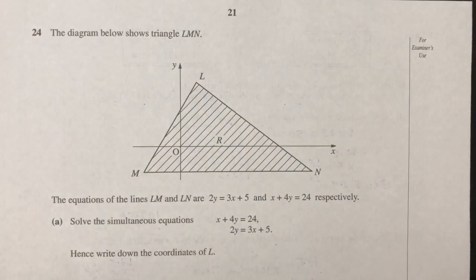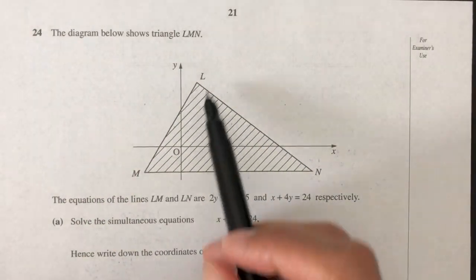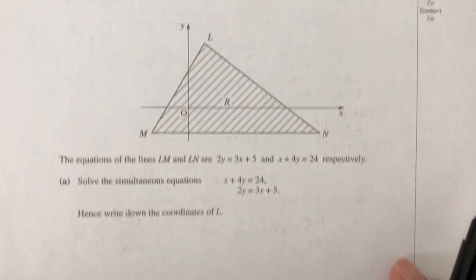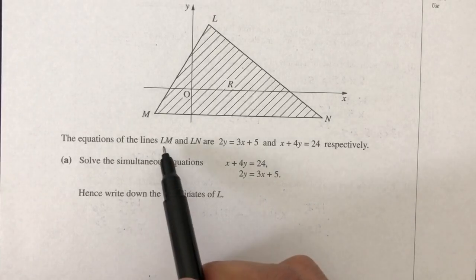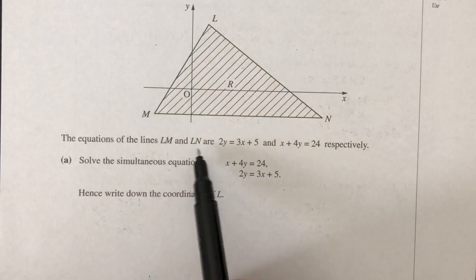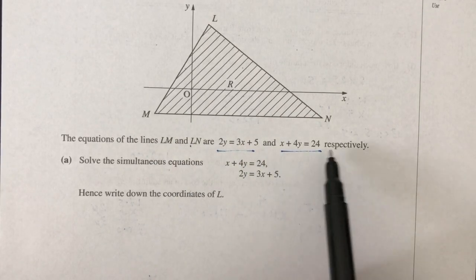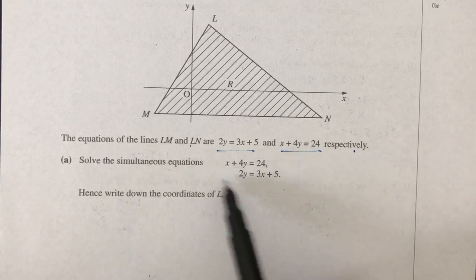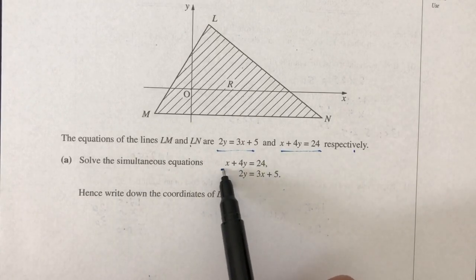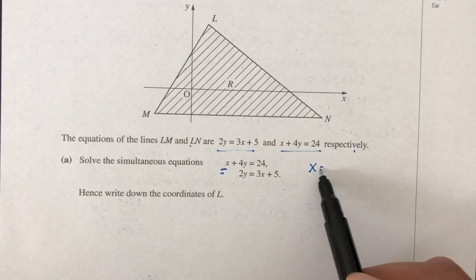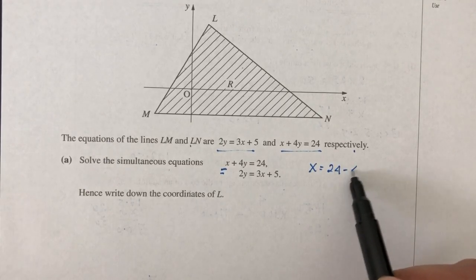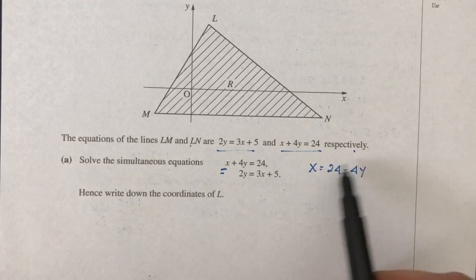Okay, so let's go on to question number 24 now. The diagram below shows triangle LMN. This is a triangle. Now, the equations of the lines LM and LN are given to you as this. So this will be this one, and this will be this one, respectively. Solve these equations. The first thing we can do is make x the subject of the formula. x becomes 24 minus 4y, and replace x in this one.